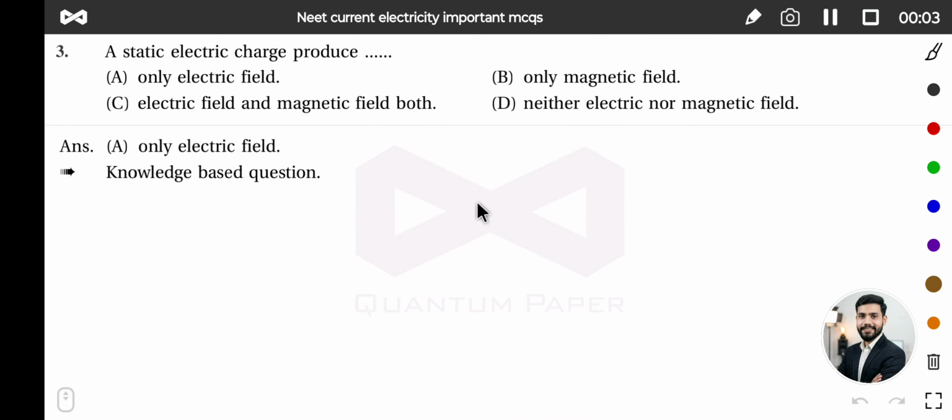Hello everyone. In this class we will discuss class 12 physics, electric charges and fields, the important MCQs. So look at the first one. A static electric charge produces. So static means the charge is at rest. So when the charge is at rest, it produces only the electric field. So the correct option is A.